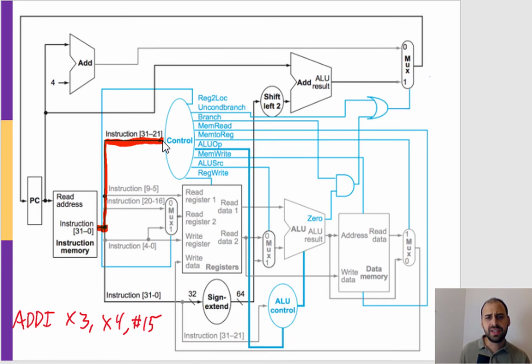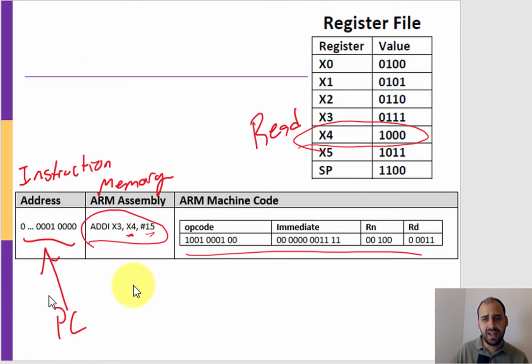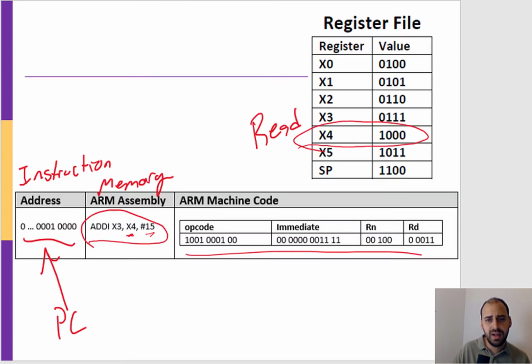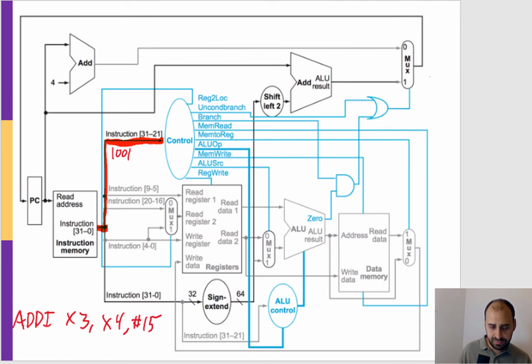And we know that just like last time, what we're feeding into the control unit here is the opcode. If we look at the opcode here, it's going to be 1001, 0001, and then I think it was just 0000.